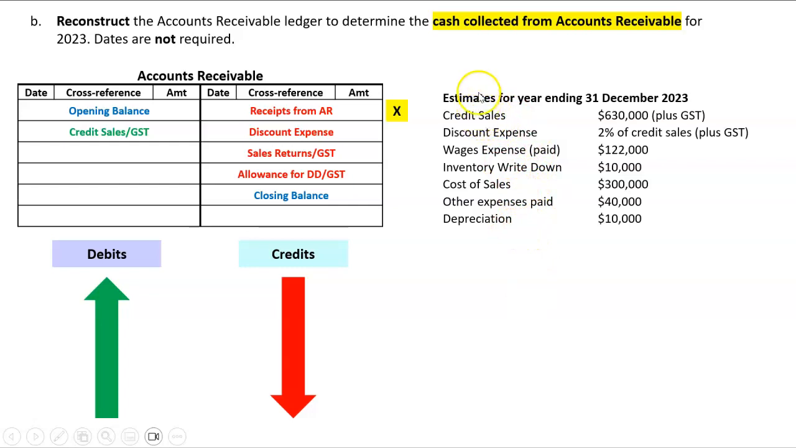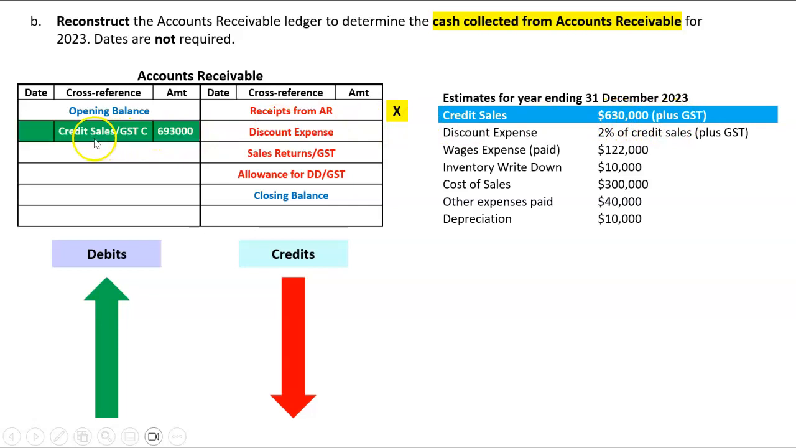So going from the top of the question, the first thing we were told were credit sales for the year ending 2023 are expected to be 630,000 plus GST. So now we have this number here. If we add in GST to that, we'll get $693,000, and our reference will be credit sales / GST clearing. Let's keep going through our information.